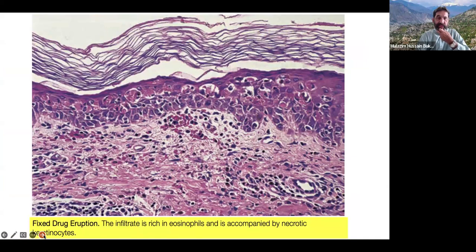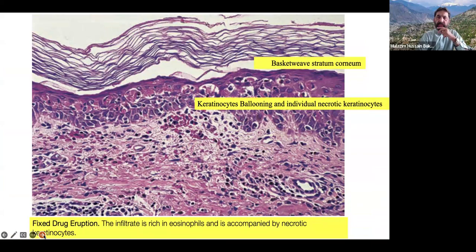The same fixed drug reaction, with basket-like orthokeratin. This is the basket-wavy stratum corneum. These are ballooning keratinocytes, and these are eosinophils and pigment incontinence. Sometimes these eosinophils are confused with plasma cells, and sometimes with RBCs.